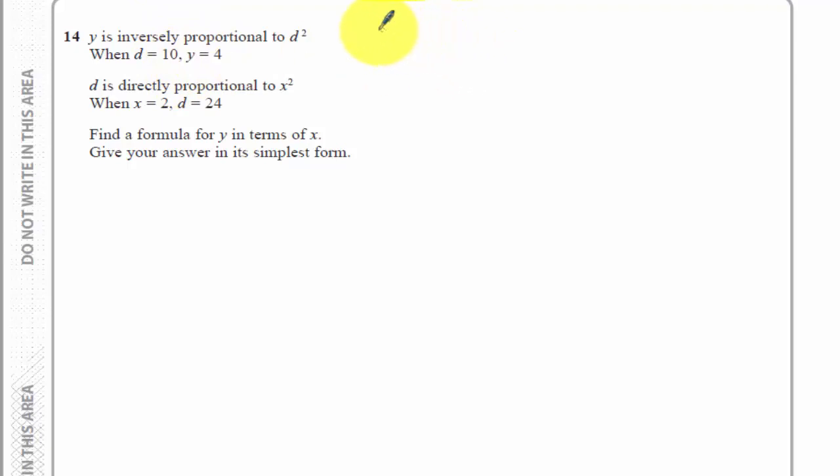So y is inversely proportional to d squared. So we use k as being the constant that we're trying to work out. And here we've got y is inversely proportional to d squared. Writing down that equation picks you up 1 mark.